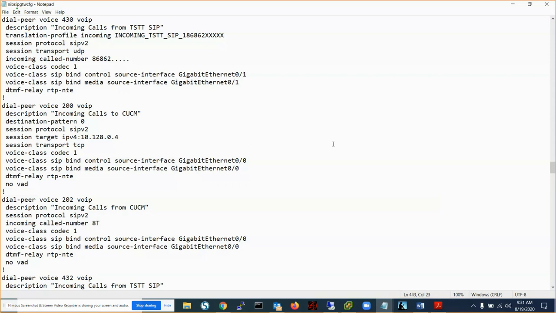So hold on. Just remind me now, the dial pair is a trunk, right? Well, dial pair is like static routes. Okay. It's really setting up a session. Yeah, it's really like a static route. So you're telling the router what to do with calls, right?